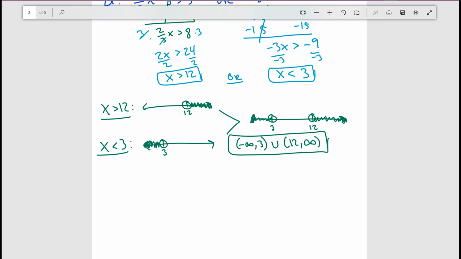We're going to do one more type of inequality problem, which is when there are inequalities on both sides, and then we're going to go to absolute values.